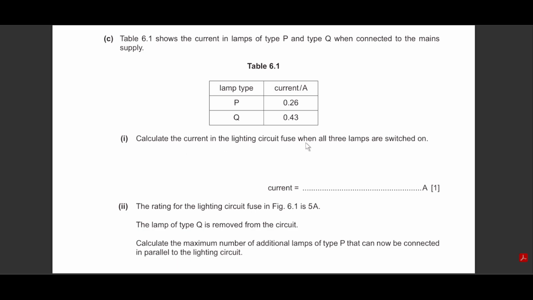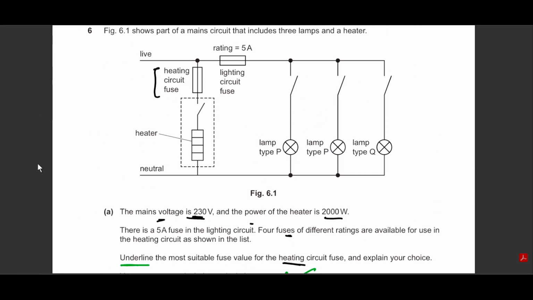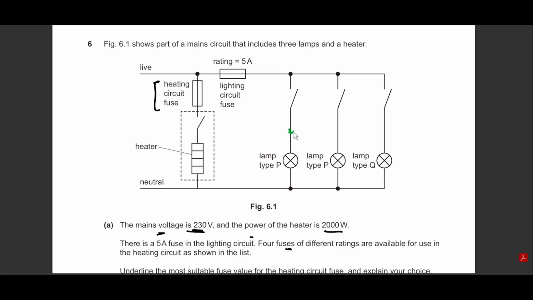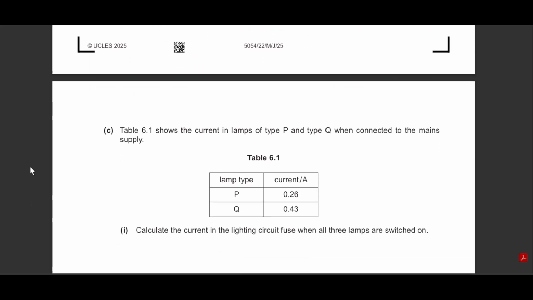Calculate the current in the lighting fuse when all 3 lamps are switched on. You see, they are connected in parallel, right? So lamp P demands 0.26 amp of current. This is also 0.26 amp. This is 0.43 amp of current. And all the currents are going to come from this branch, then divide into these individual branches. So that's what we're supposed to do here.